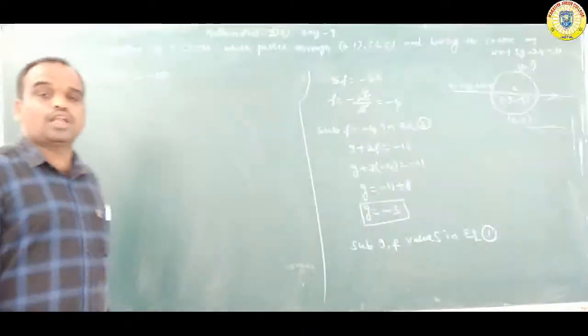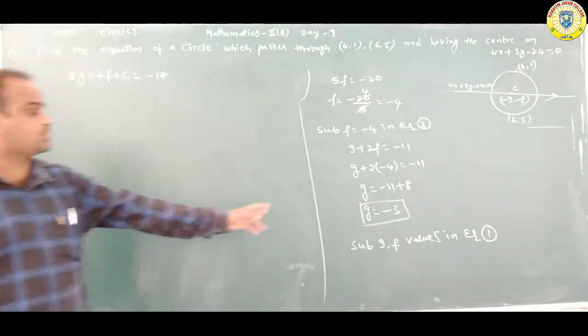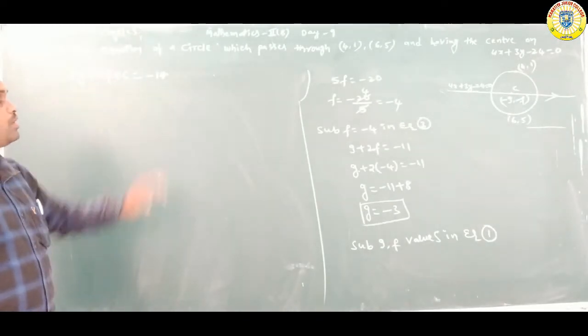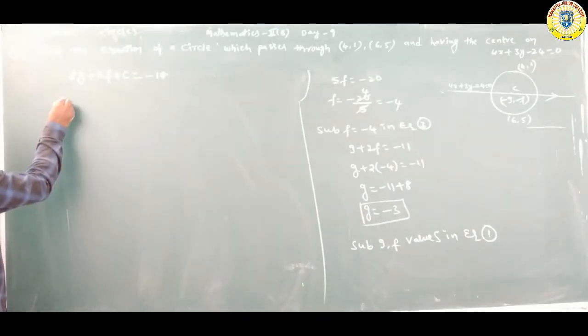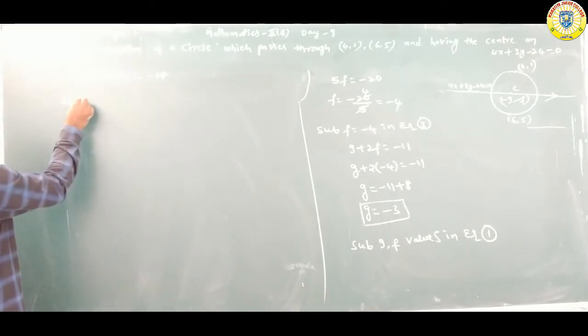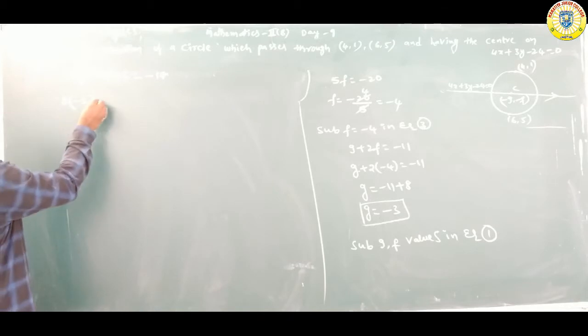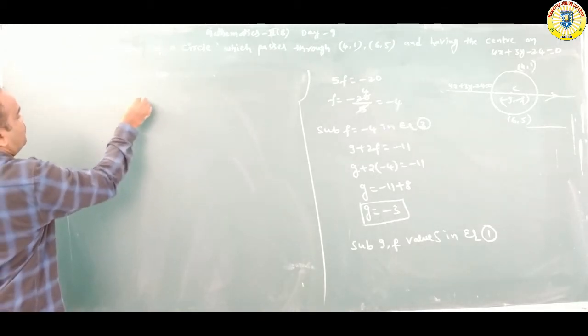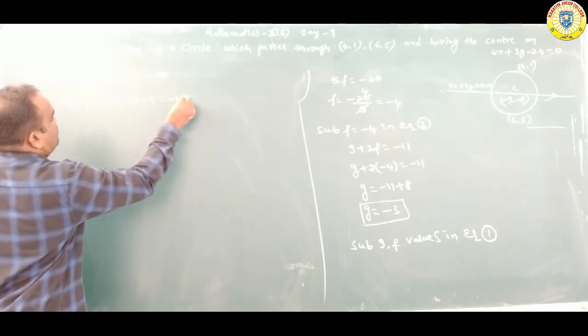So see here, now substituting G comma F values in equation 1. What is equation 1? 8G plus 2F plus C equals minus 17. So 8 into G. Here G is equal to minus 3, plus 2 into F. F is equal to minus 4, plus C is equal to minus 17.